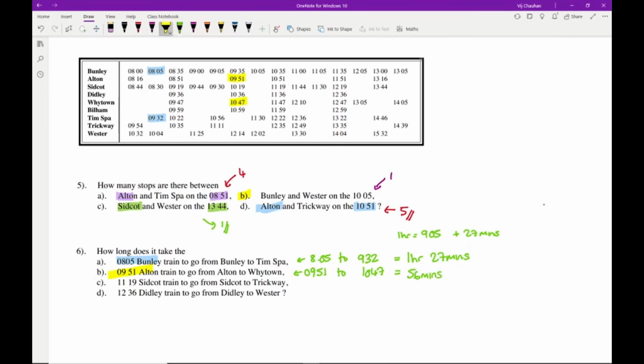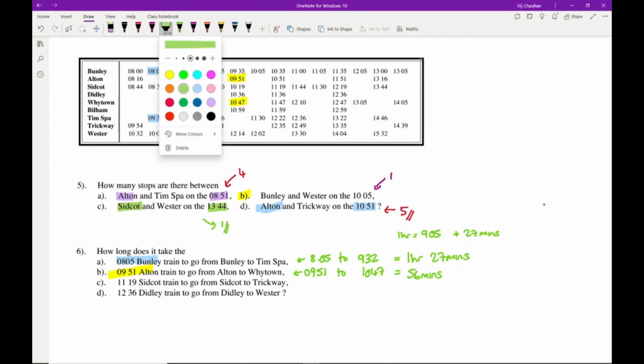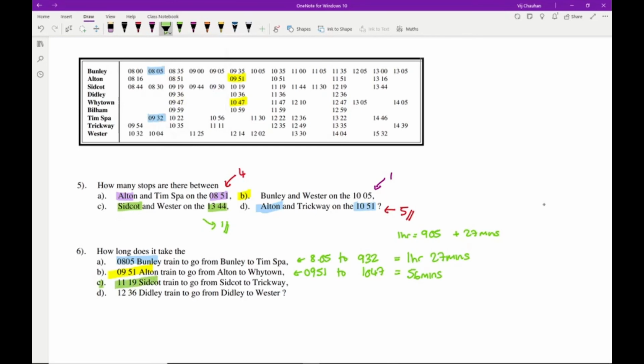And then let's get a different colour highlighter. Let's go for, we've used blue, let's go for green. So for C, we're getting the 1119 Sidcot train. So the 1119 Sidcot train is here, and we're going all the way to Trickway. So what we need to do is work out the time difference between 1119 to 12:35. So this one's definitely going to take more than 1 hour.